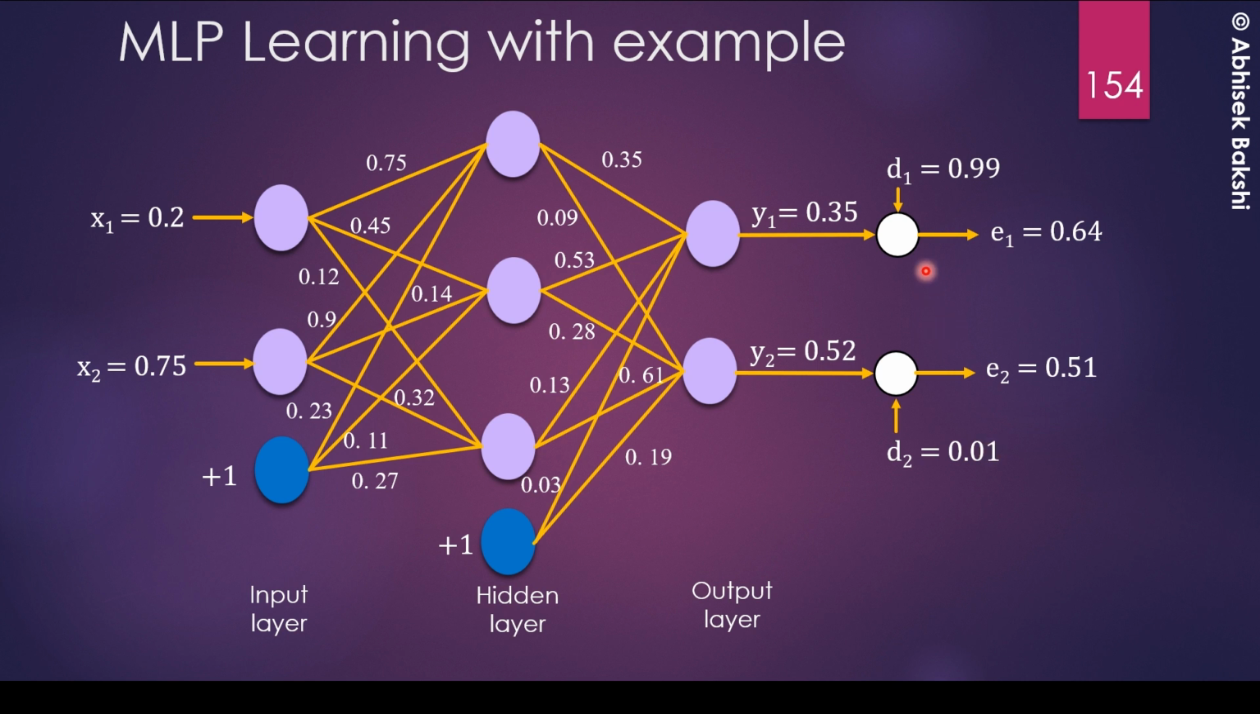So naturally, both of these output neurons will have some error, and that we have calculated here. E1 equal to 0.64, that means 0.99 minus 0.35, which is 0.64. E2 equal to 0.52 minus 0.01, that is 0.51. So once we calculate this, the backpropagation will start.